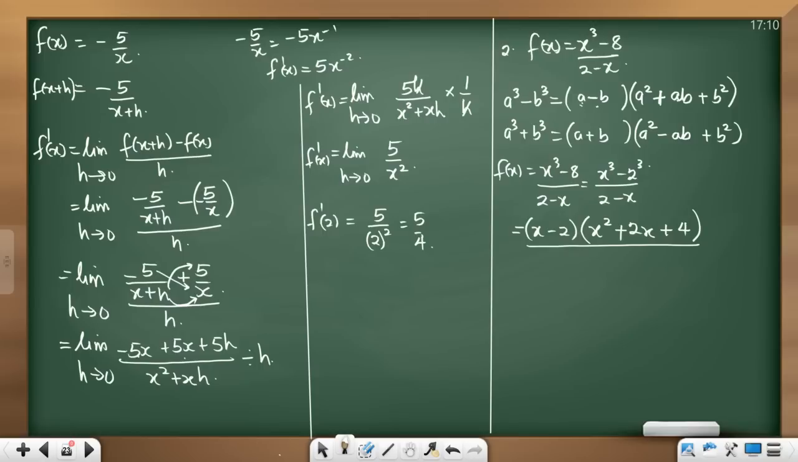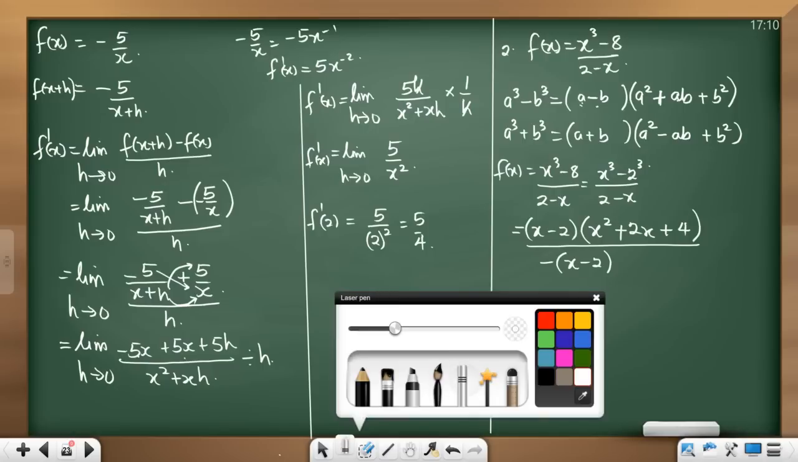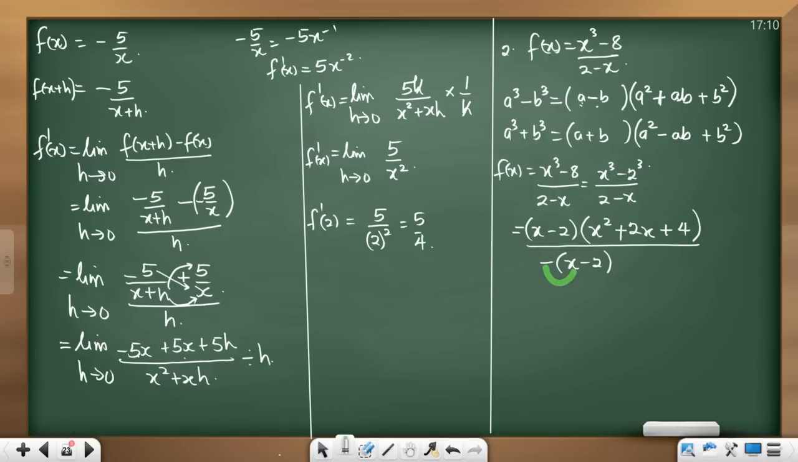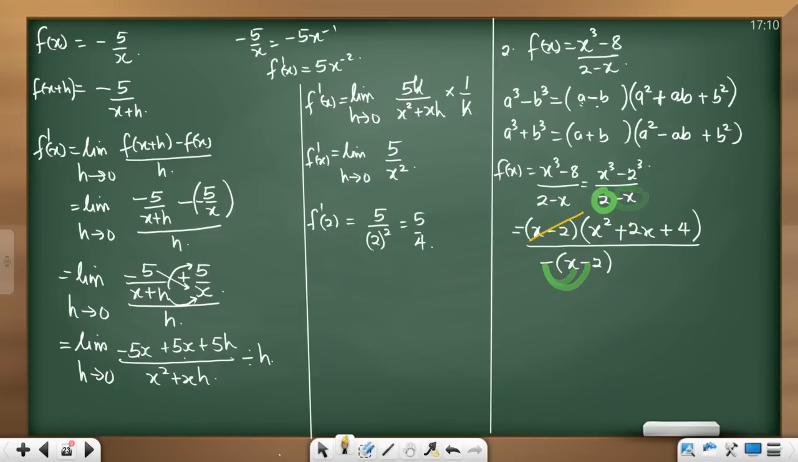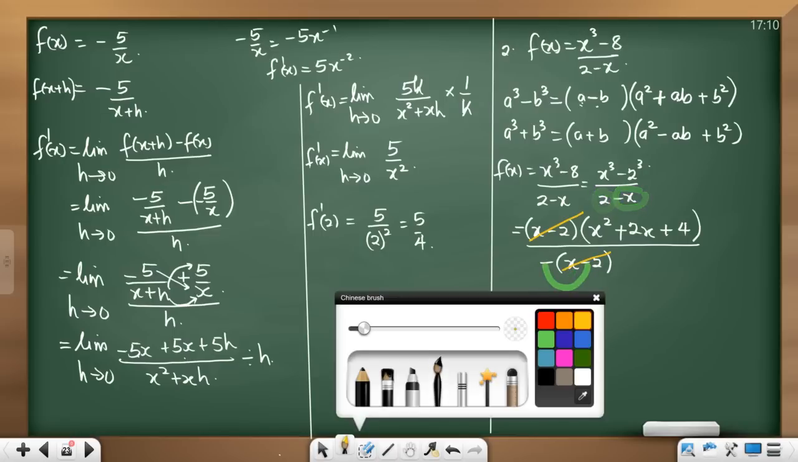Oh, I can actually use sign change. Do you notice? I introduced a negative and switched it. So that if I expand negative times x, negative x, negative times negative 2, positive 2. Sign change. Do you know why I did that? This can cancel that. So what do I have?